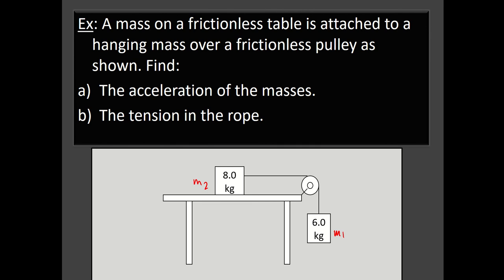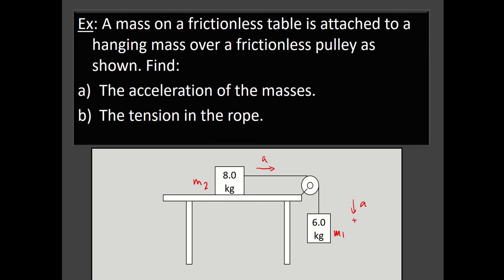So let's predict what's going to happen. Let's say that the mass M1 will pull the mass that's on the table. So let's say it will accelerate this way, which means M2 will move to the right. Again, I'm just predicting. I don't know whether that's going to be true or not. If it's true, it's going to end up being positive. If it's false, then it's going to end up being negative. So I'm picking my positive direction. When I unfold this, I will pick my positive to be to the right.